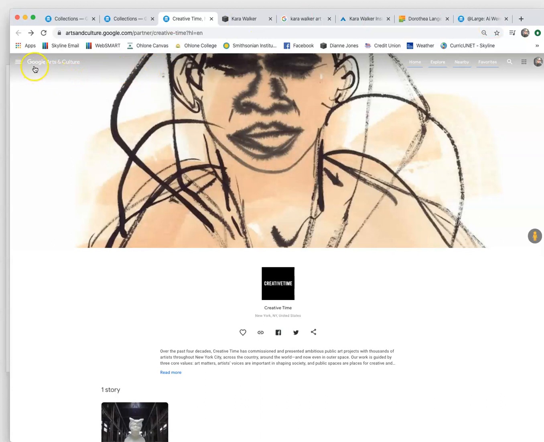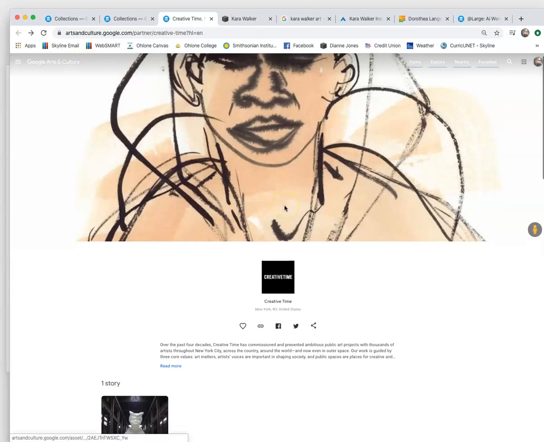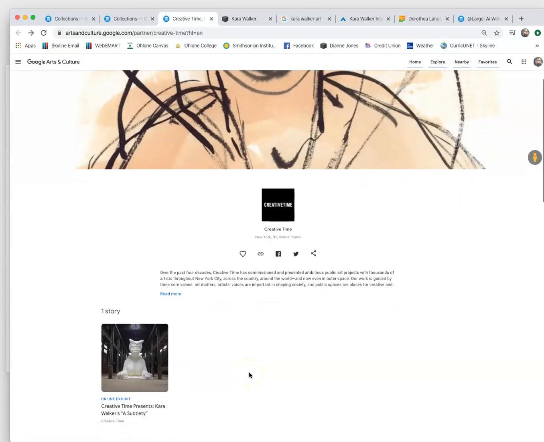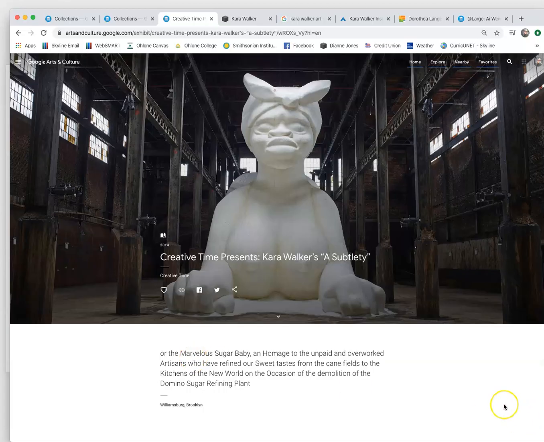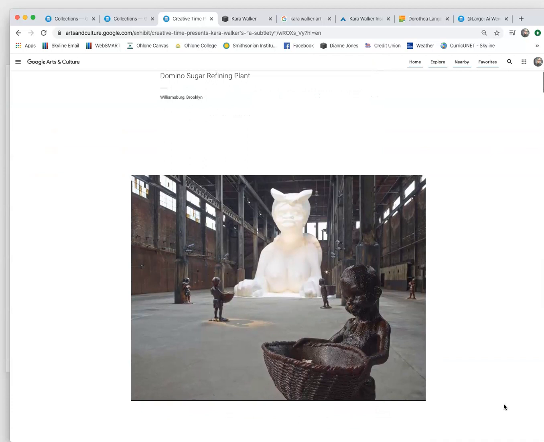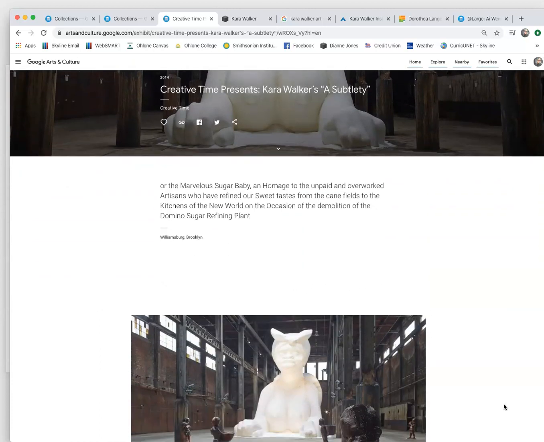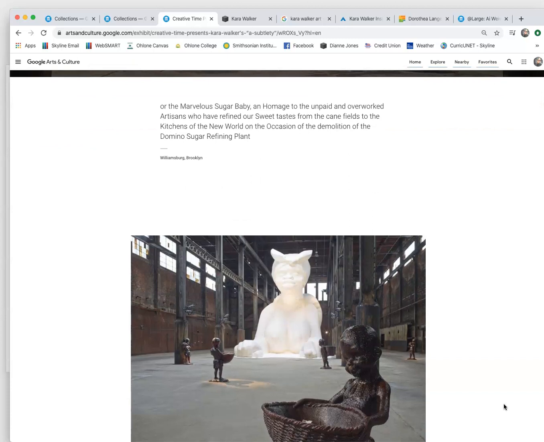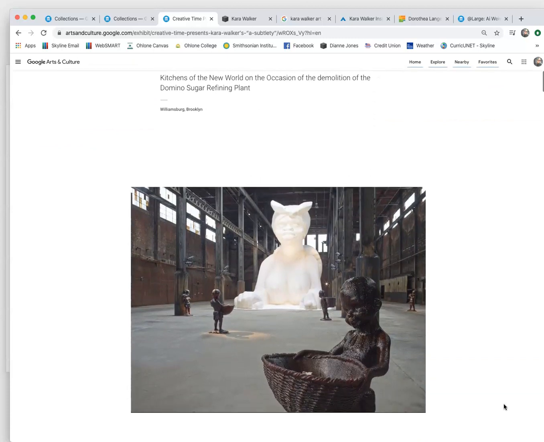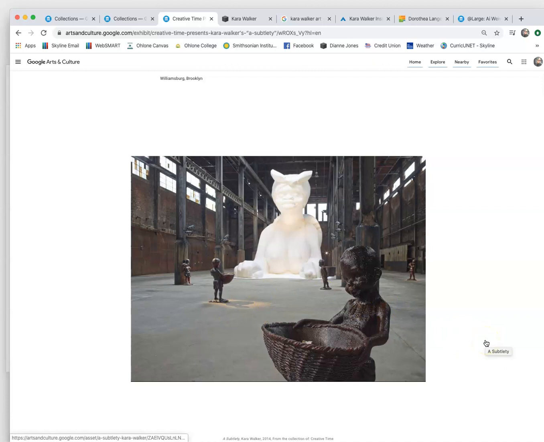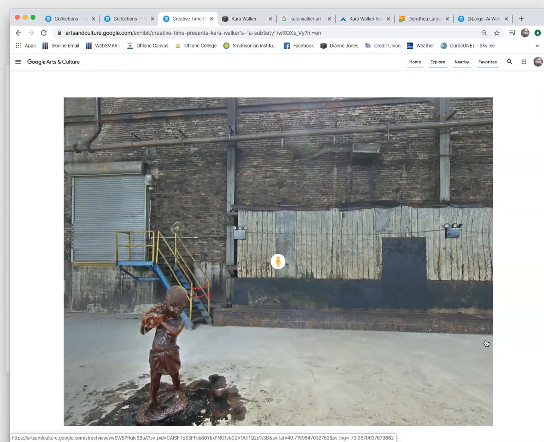So this is part of the Google Arts and Culture, and I'm going to show you the work of Kara Walker, who is a really lovely artist. So this is how you would be navigating the Google Arts page to learn about this particular exhibition that she did in a factory in 2014, where she's paying homage to traditions that are connected to her own personal heritage. And so here you can see an example of what the exhibition would have looked like in this massive industrial space.